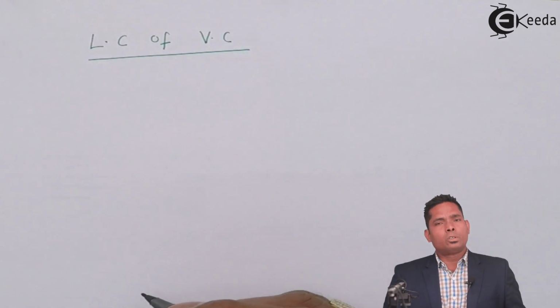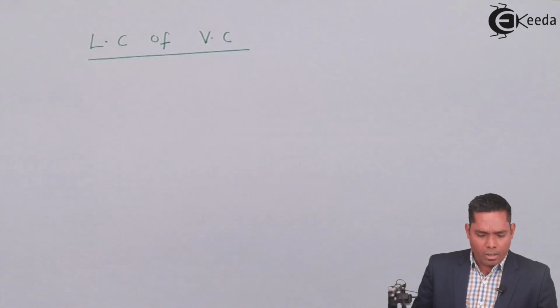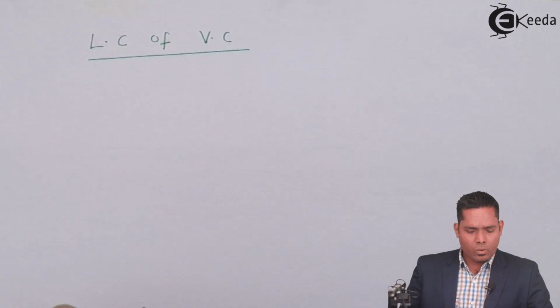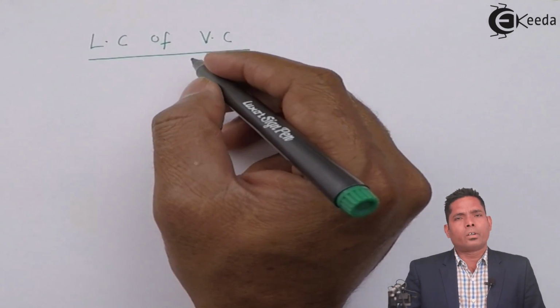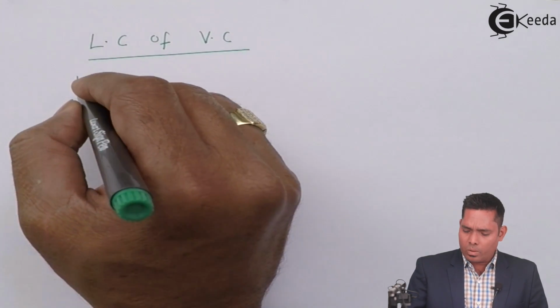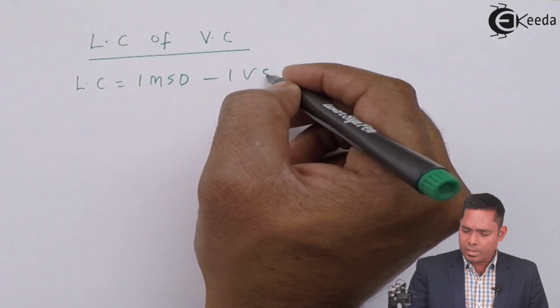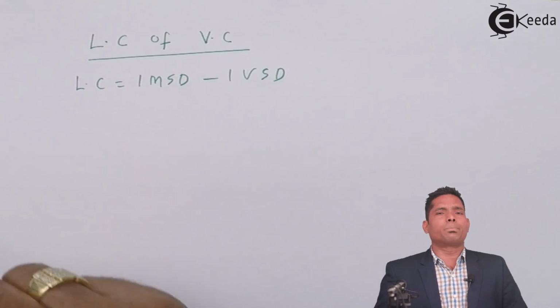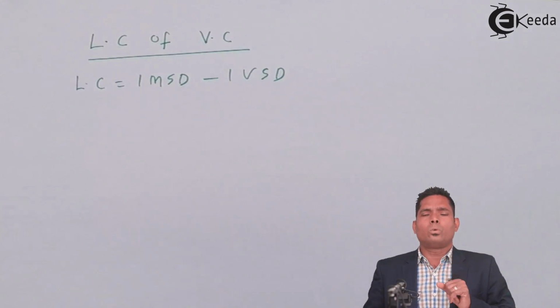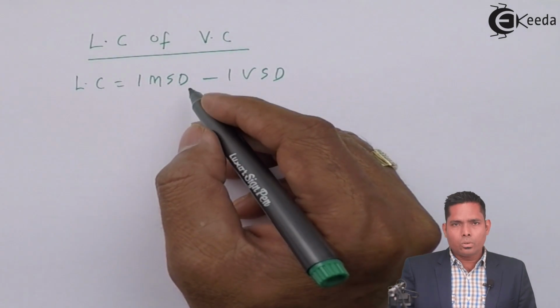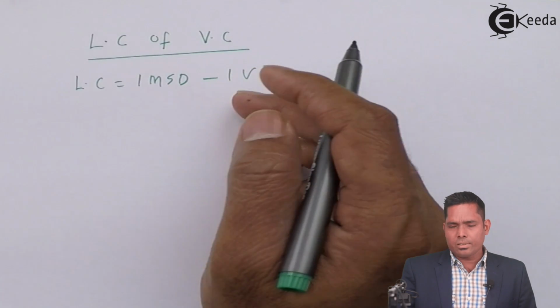Both the instruments we will find first. Earlier we got 5 VSDs for MSD. So we know that for a vernier calipers, the least count is 1 main scale division minus 1 vernier scale division. This is the distance between 2 divisions on these scales.